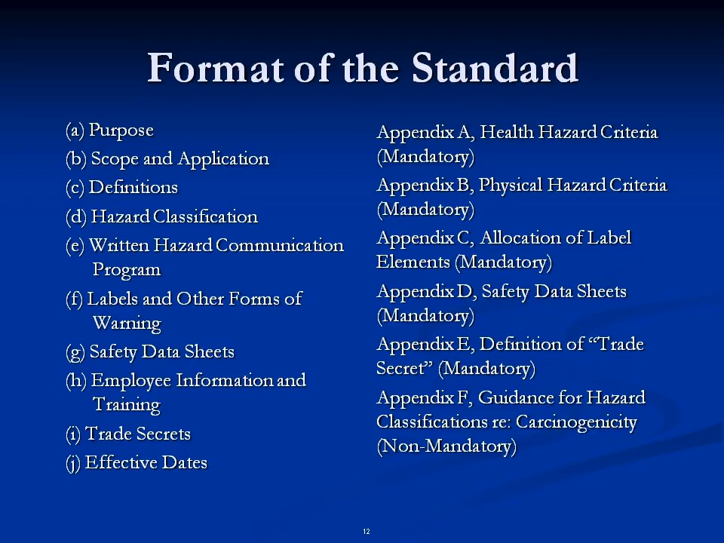Appendix A has the health hazard criteria. So this is going to be where you go to see what kind of testing, how to interpret the data that you have about a product to determine if it's an irritant or corrosive or it's acutely toxic.